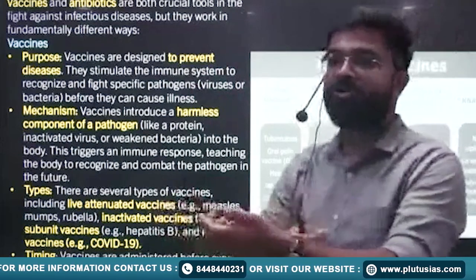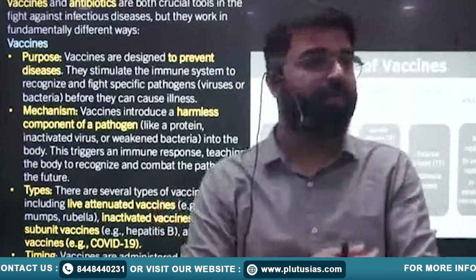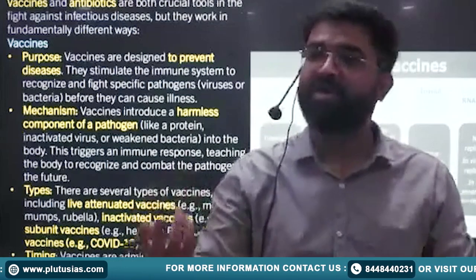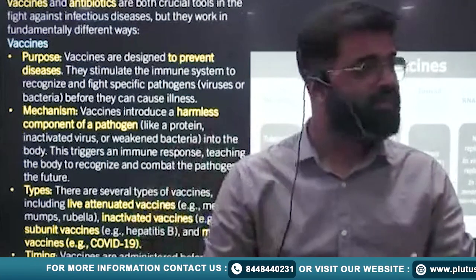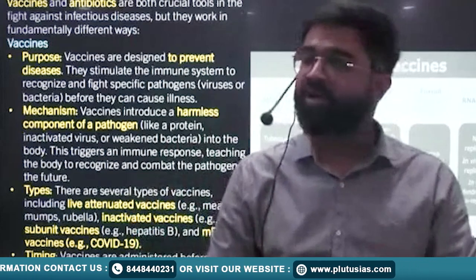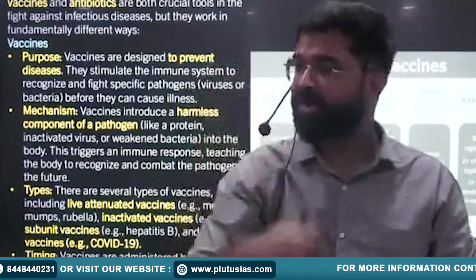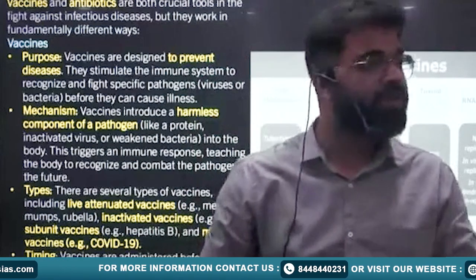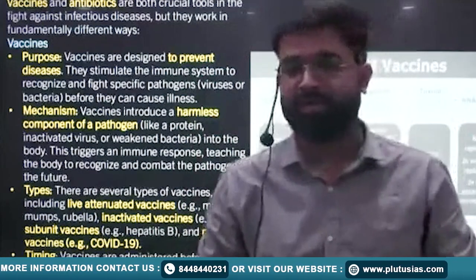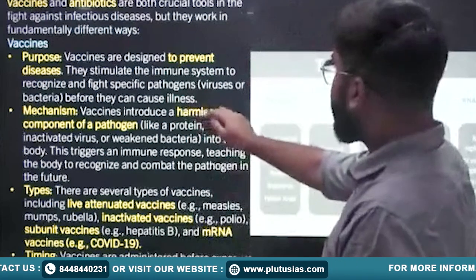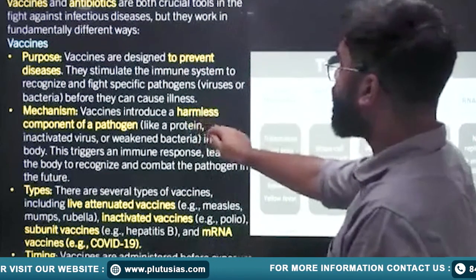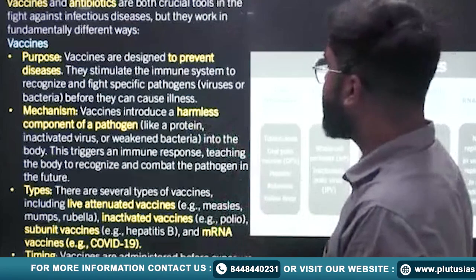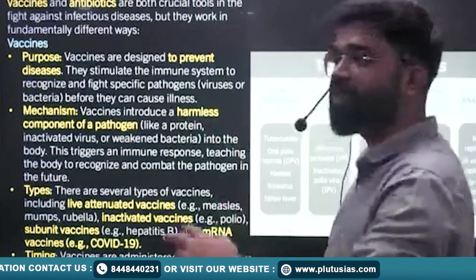The BCG vaccine is already given to children. So when in future that child inhales and the bacteria of TB enter his body, the vaccine is already there. The immune system is already trained and will fight against those upcoming bacteria. So latent TB will be there, but there will be no effect because his immune system is already prepared to fight against TB. Is it okay? Second, mechanism: a vaccine introduces a harmless component of a pathogen, like a protein, inactivated virus, or weakened bacteria, into the body.